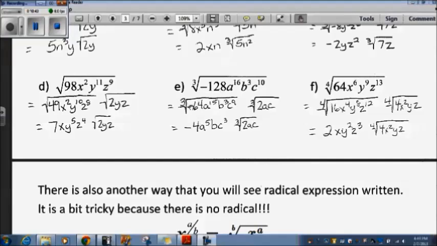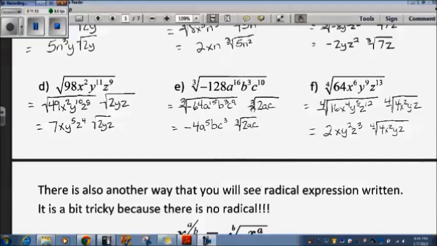I will break the negative 128 as the cube root of negative 64 times the cube root of 2, because negative 64 times 2 does give me negative 128, and negative 64 is a perfect cube. A to the 16th is not a perfect cube, but a to the 15th is, and I will put the remaining a under the second radical. B cubed is a perfect cube. I will place this under my first radical. C to the 10th is not a perfect cube, but c to the 9th is. I place the remaining c under my second radical.